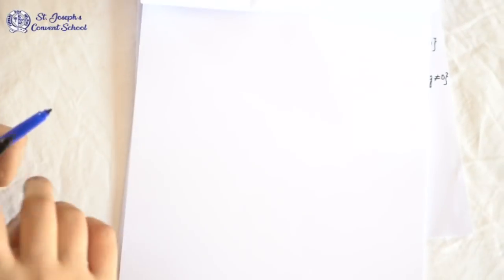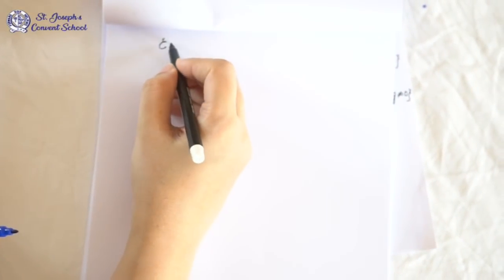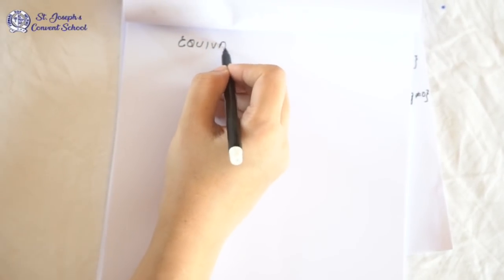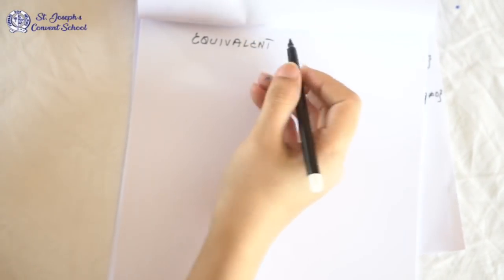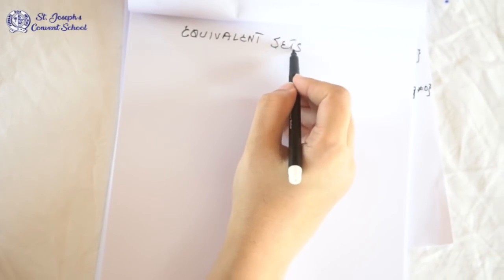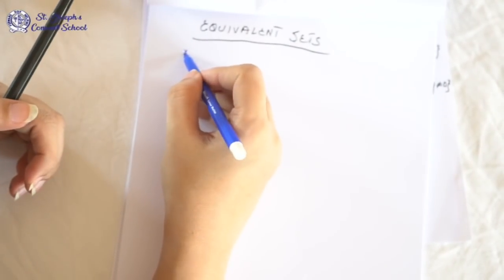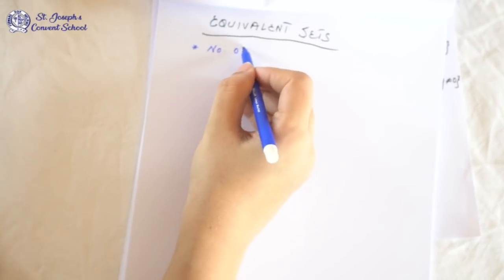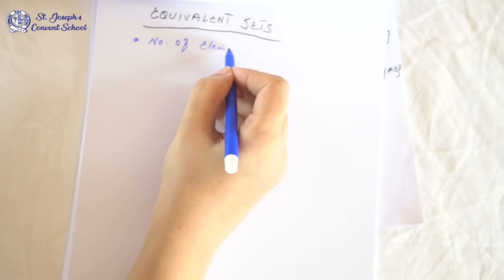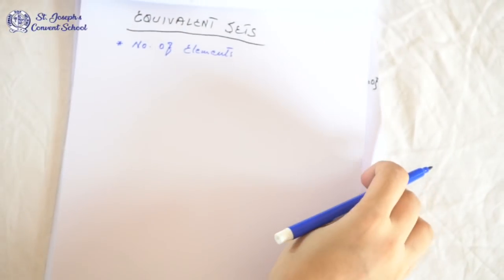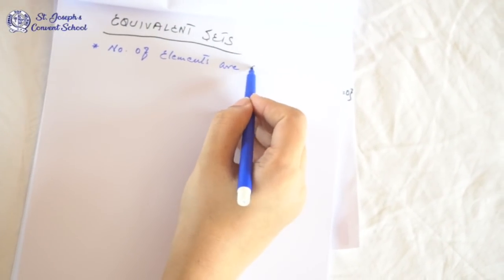Now what are equivalent sets? Okay, now in equivalent sets, what you are going to do is compare two sets again. But only you have to check if the number of elements are the same. Okay, the number of elements are the same.